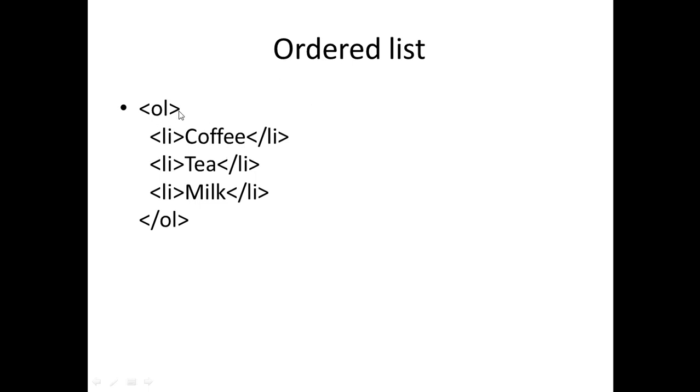So we open OL and we start adding list items by using the tag LI, which is short for list item. And then you go ahead and add your first item, and then you close the LI, add the second item, and then you close the LI, and then at the end of your list you close the ordered list tag.